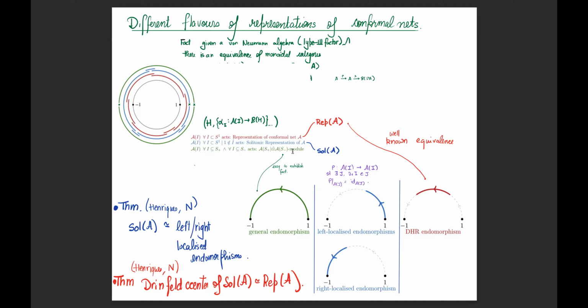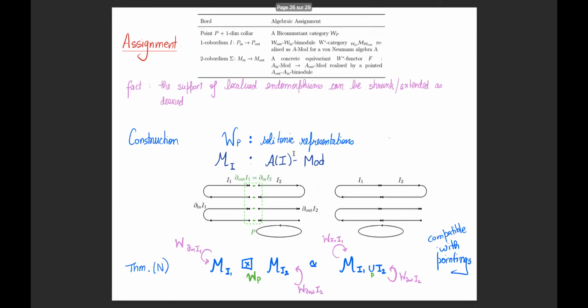Okay, so a good thing about these localized endomorphisms is that they don't care how small an interval they are localized on, which is also a hint as to why you would want to assign it to a point. Now you are essentially assigning something very close to a point, and I can make the collar as big or small as I want. So that's what I would want to do.